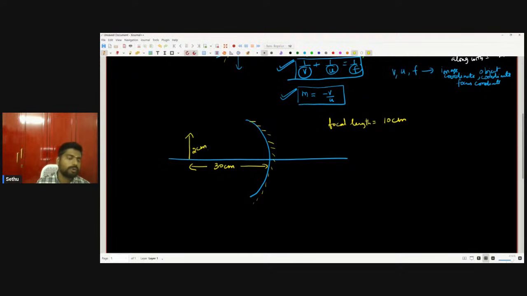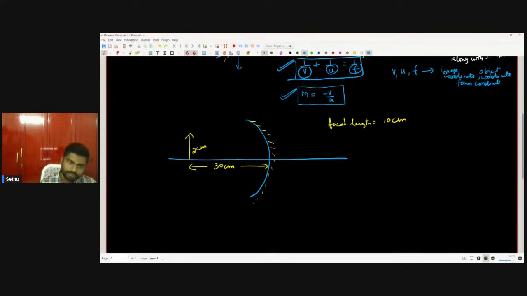They would give this problem to you in words. An object is placed in front of a concave mirror at a distance of 30 centimeter from it. The height of the object is 2 centimeter. Assuming that the focal length of the mirror is 10 centimeter, find the image position. They will give this question to you in words. But when you simplify it in a diagram, this is what you end up getting.